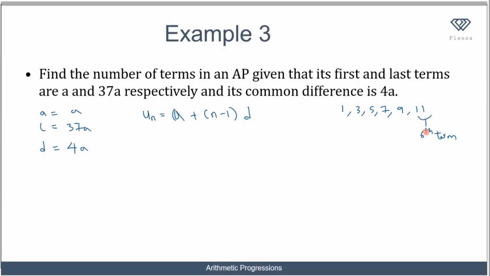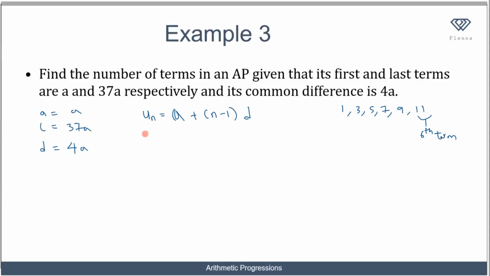Since the last term is the sixth term, it is the same as saying there are 6 terms in this progression. And if I count the number of terms that are there, I have 1, 2, 3, 4, 5, 6. I have 6 terms. So the n of the last term is equal to the number of terms in the progression. So all I need to do is find the nth term of the last term, and by finding it, I know directly the number of terms in the arithmetic progression.